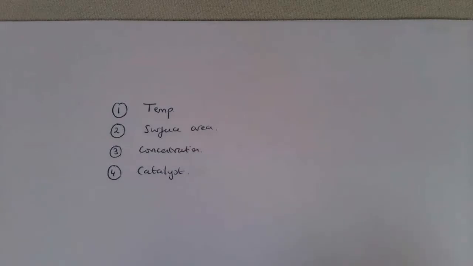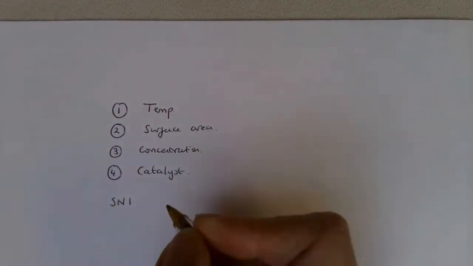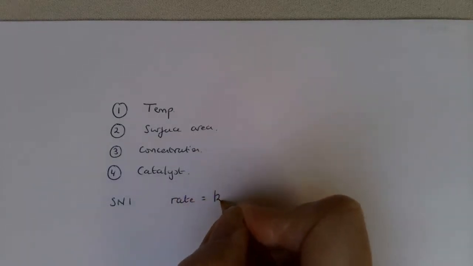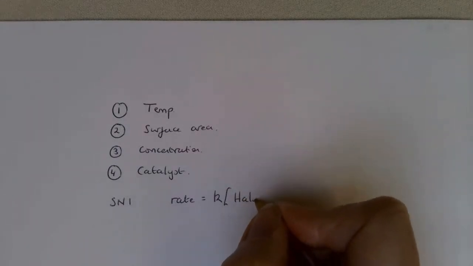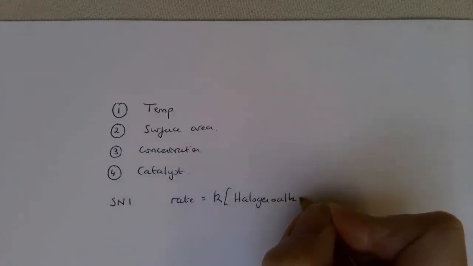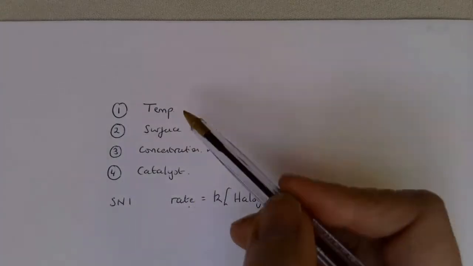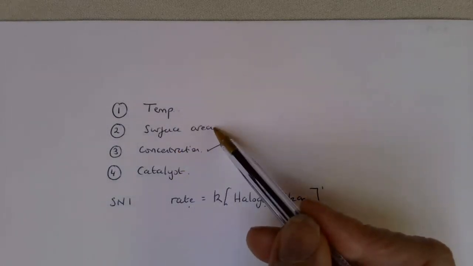Now, if we consider our rate equation, if we think about, for example, an SN1 mechanism, we know that the rate is equal to the rate constant k times the concentration of our halogenoalkane raised to the power 1. So we've taken into account our concentration term. That one has been taken into account. But we also know that the rate will speed up if we increase the temperature, if we add a catalyst, or if we increase the surface area.